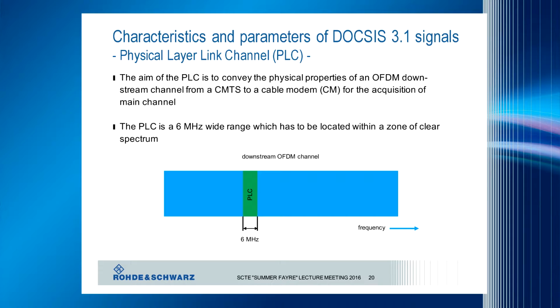The content of the PLC is defined by the CMTS, so it gives the modem the physical information. The PLC has a frequency range of 6 megahertz. It comes from the States, based on the channel plan which is used there.